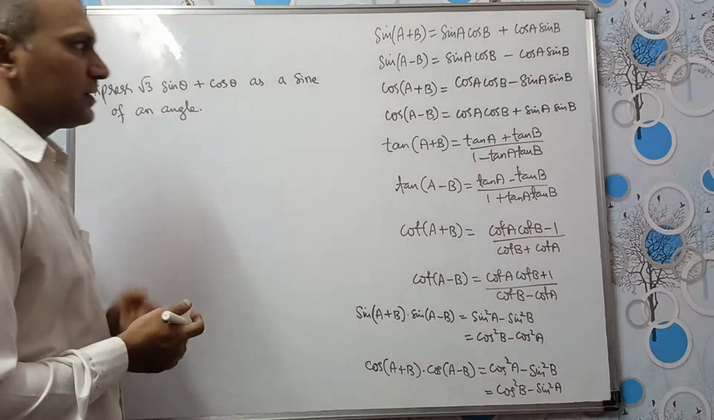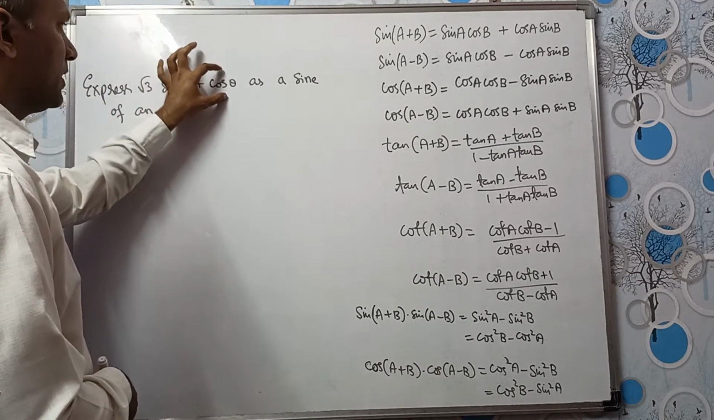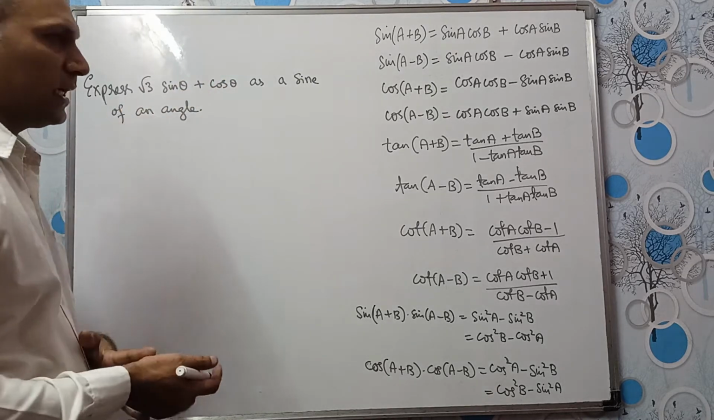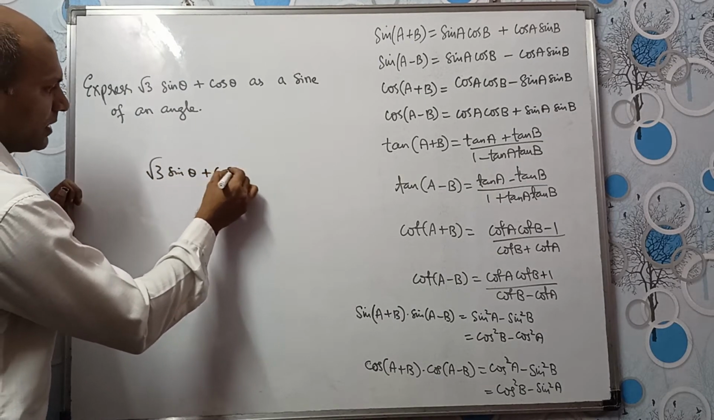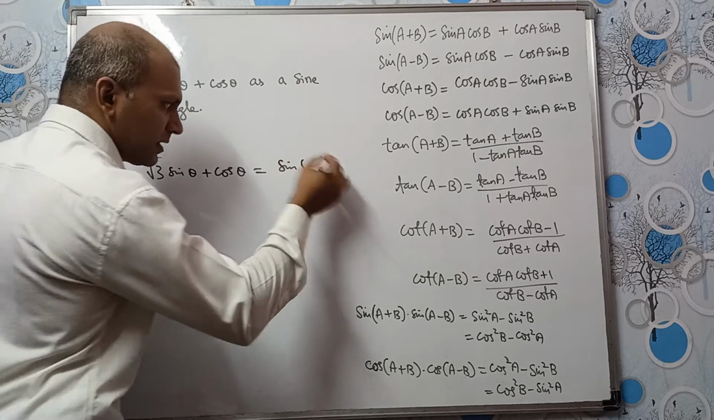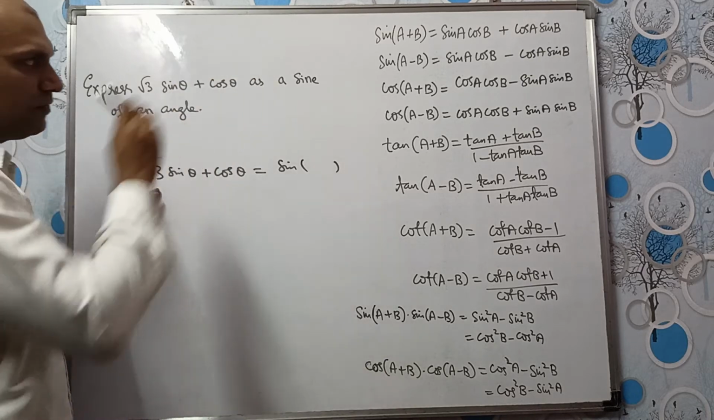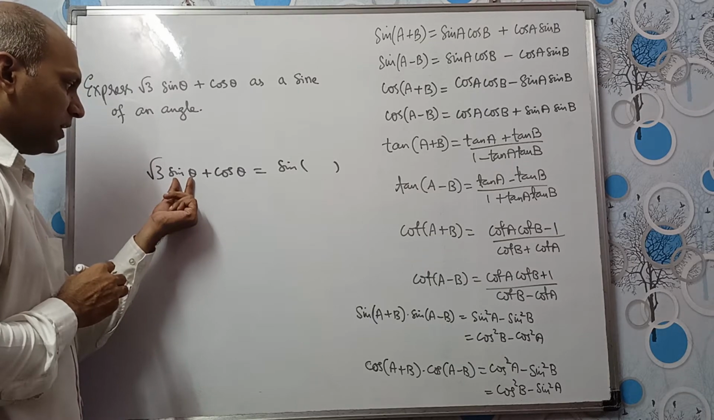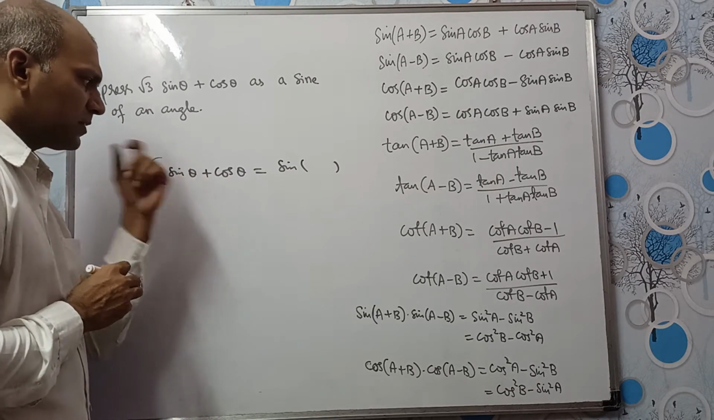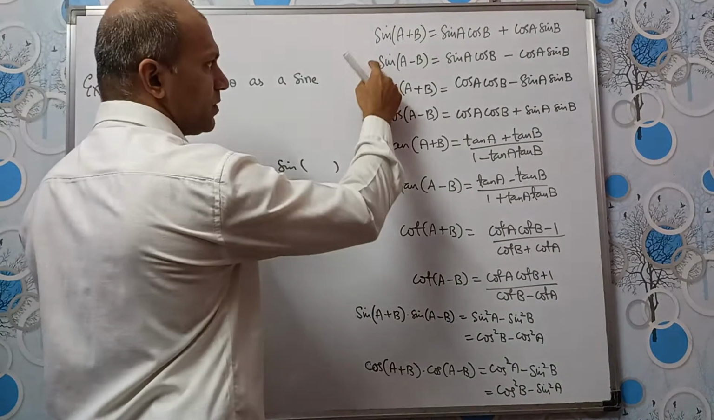Okay, we have a very easy question, but a very interesting one. See how we can solve this. Root 3 sin theta plus cos theta should be expressed as sine of an angle. That means this root 3 sin theta plus cos theta should be sine of some angle. Okay. So if you observe the formulas carefully, we have a number multiplied by sin plus cos theta. Check here, we have a minus sign, we have a plus sign, so obviously this will not work.